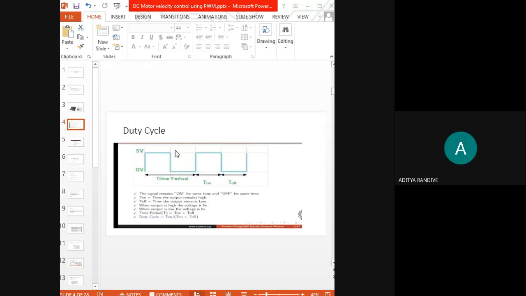Okay. Now, since it is a type of waveform, every waveform has a duty cycle. Now, what is that duty cycle? As I said, the pulses are going high, pulses are going low. Whenever it is high, it is getting counted. Whenever it is low, it is getting stopped. So the cycle looks like this, a square waveform. Okay. So the signal remains on for some time, and then it goes off for some time.